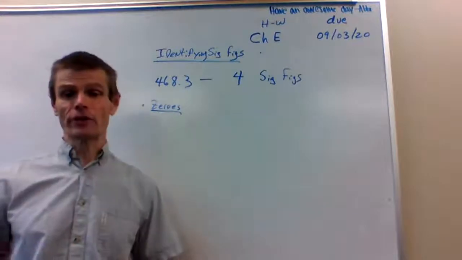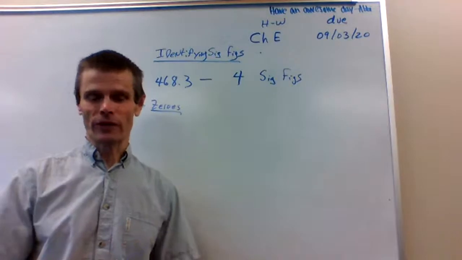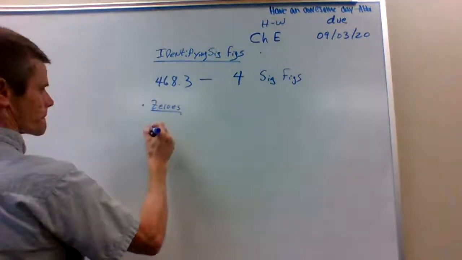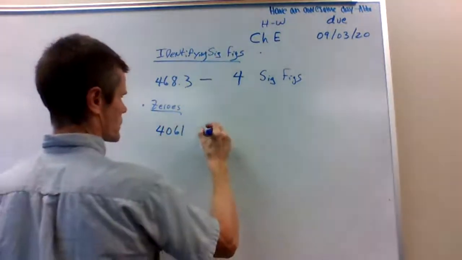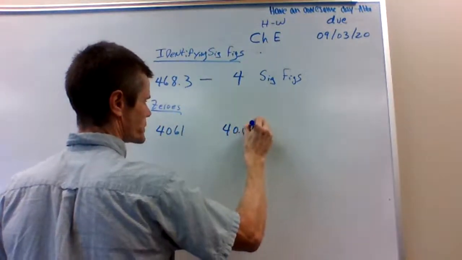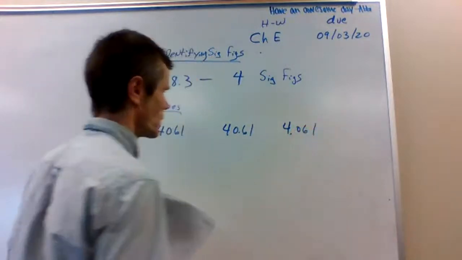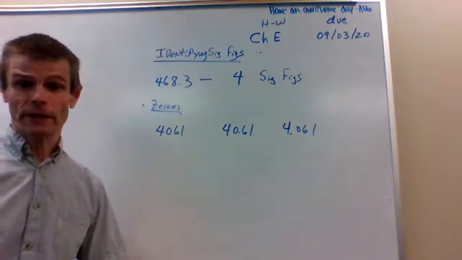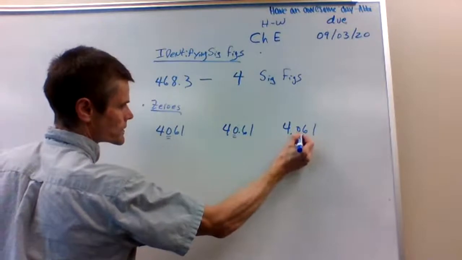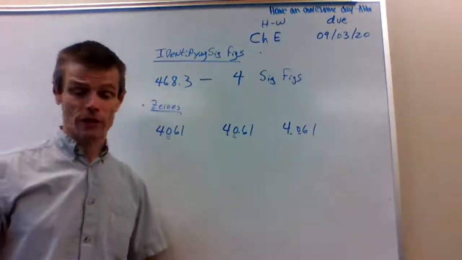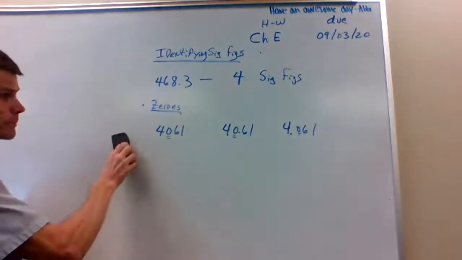If we have a number and there's a 0 between non-zero digits, that 0 is significant. 4061, 40.61, 4.061. All of those have 4 significant figures. This 0 is significant when it's between non-zero digits. So far, good.